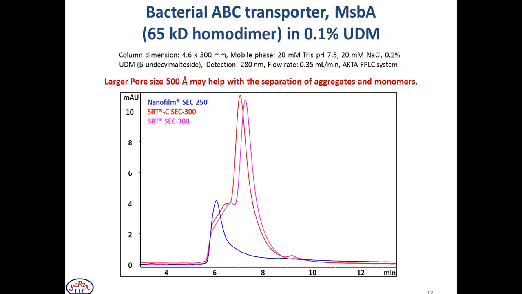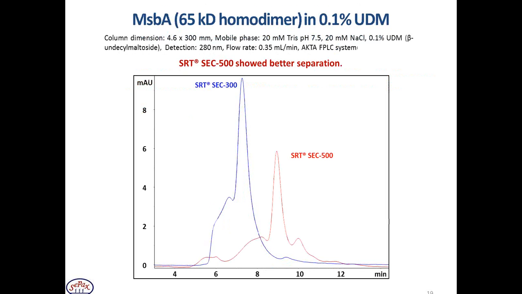While both the SRT and SRTC showed improved resolution of this bacterial ABC transporter, MsbA, in detergent UDM, a larger 500 angstrom pore size may help with the separation of aggregates and monomers. Sepax's SRT SEC 500 showed better separation for the same sample just by moving up in pore size.